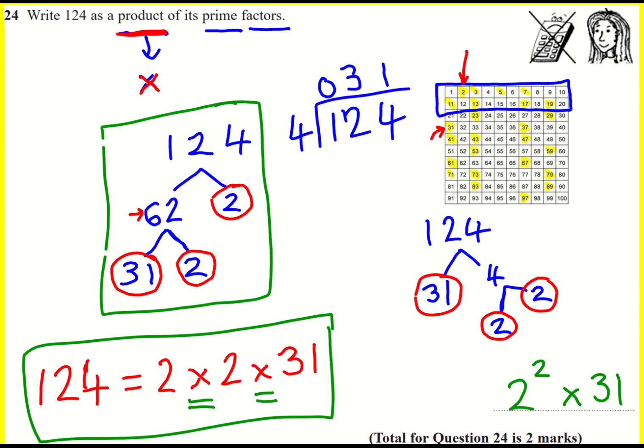So you can see it doesn't matter which numbers you pick initially on your branches, because you will end up with the same thing. So as long as you pick a factor that goes into the number at the top, 124, you'll end up at the same thing, provided you do it correctly, you'll end up with the same prime factors at the end. So 124 as a product of its prime factors is 2 times 2 times 31.